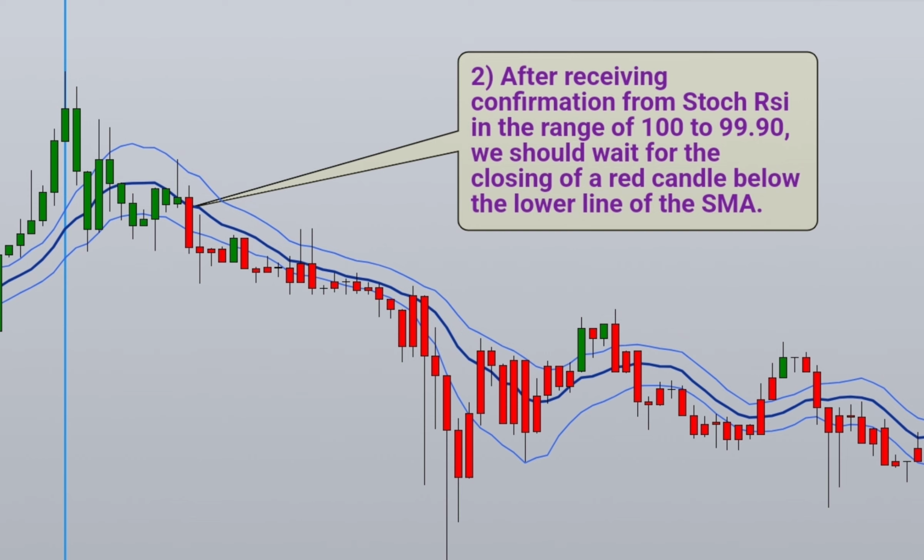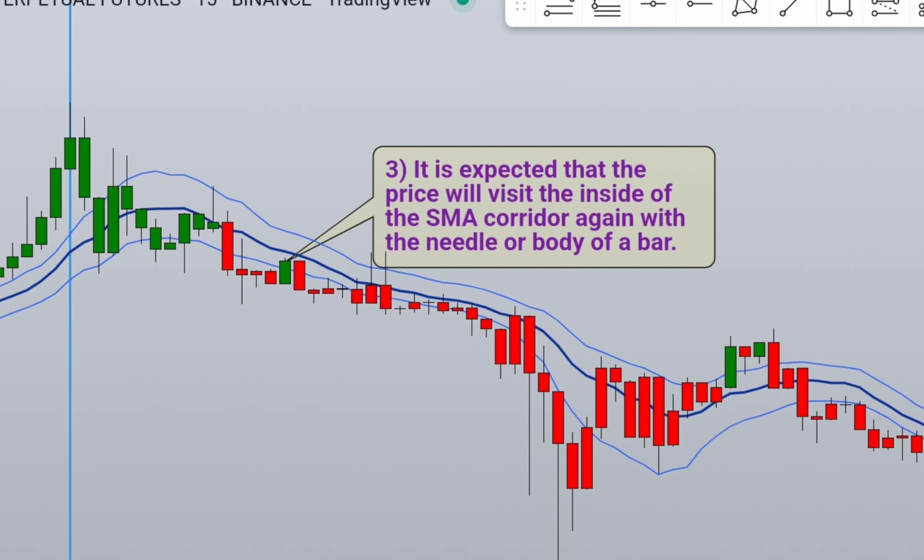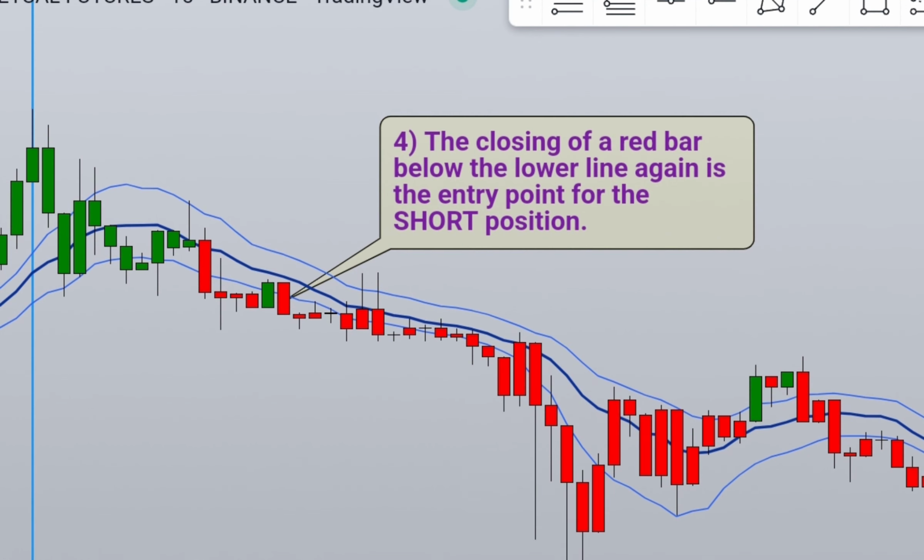It is expected that the price will visit the inside of the SMA corridor again with the needle or body of a bar. The closing of a red bar below the lower line again is the entry point for the short position.